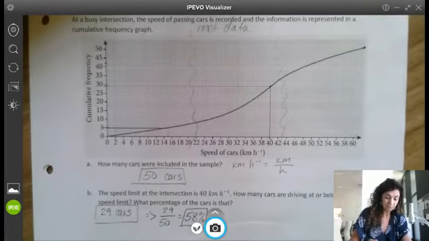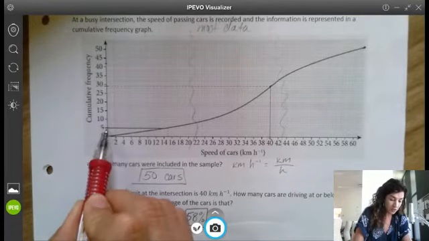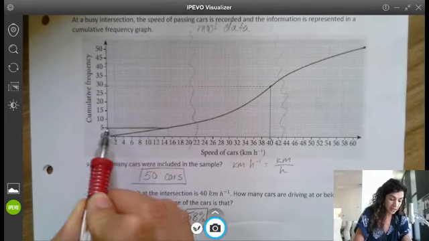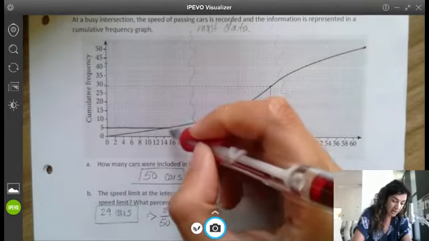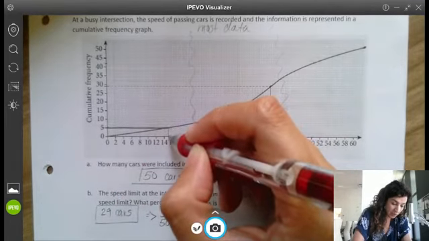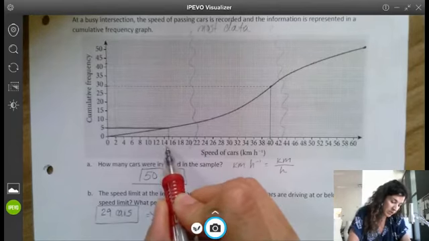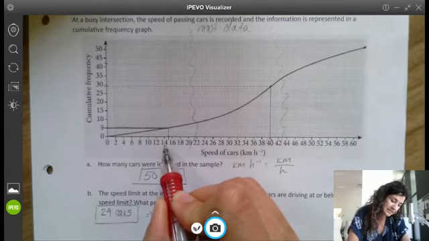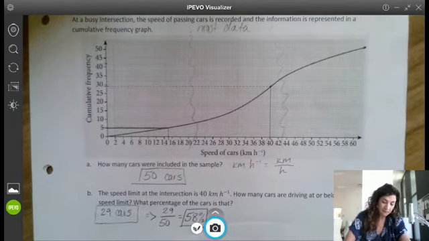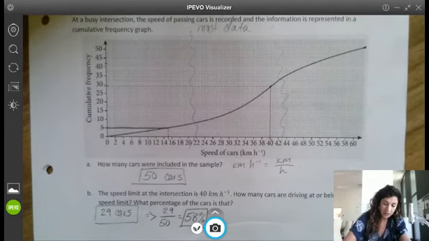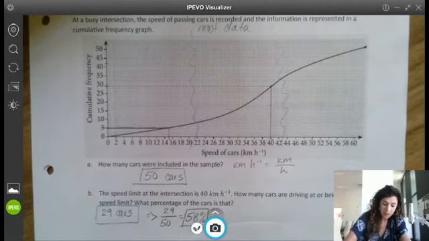So 5 cars, we go ahead and follow that line to the graph and then follow it down and look at where it's at. It's halfway between 14 and 16, which means we are at 15. 15 kilometers per hour is the maximum, right?